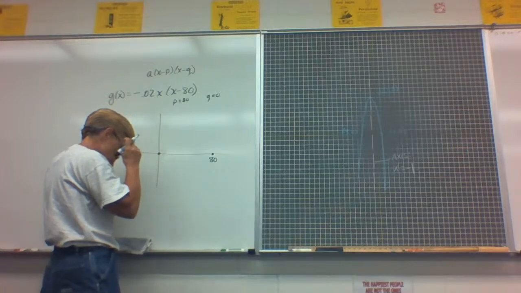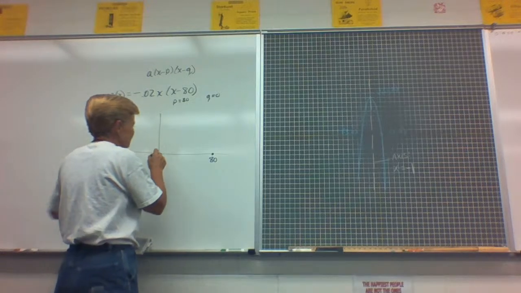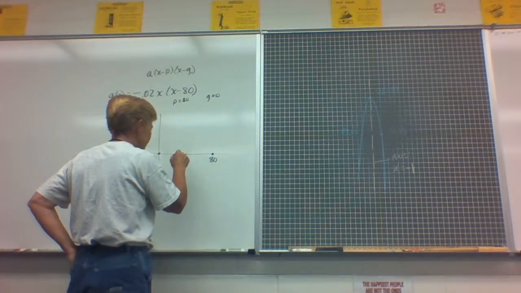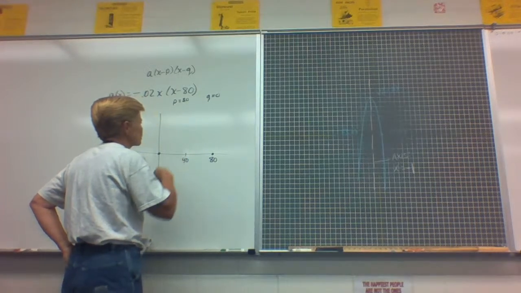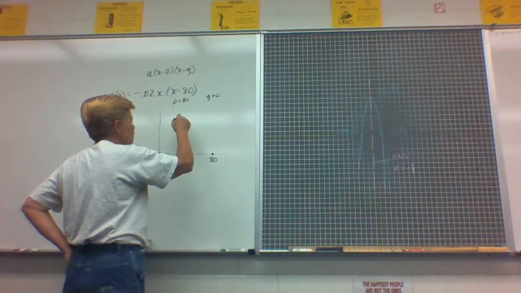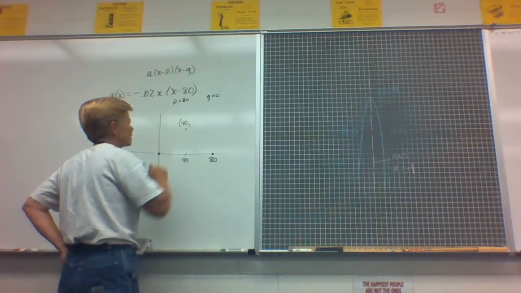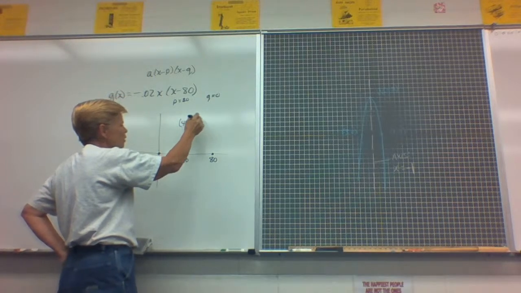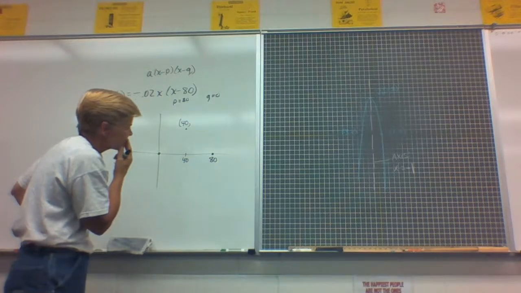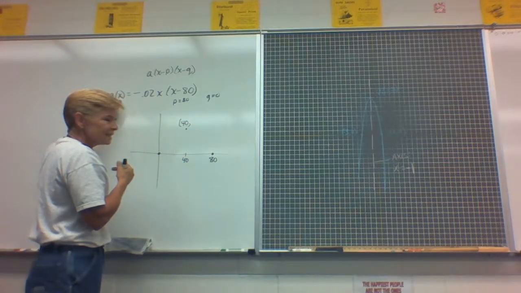Well, here's the symmetry of parabolas that we have to realize. If it started at 0 and hit the ground again at 80, then somewhere right here in the middle, at 40, is where its vertex is. So the vertex up here somewhere has an x-coordinate of 40. What I want is the y-coordinate to see how high the shot went. How do I figure that out? Plug it in.